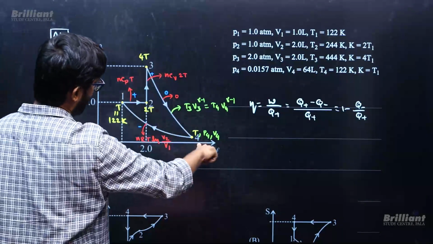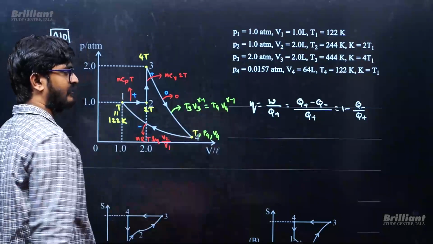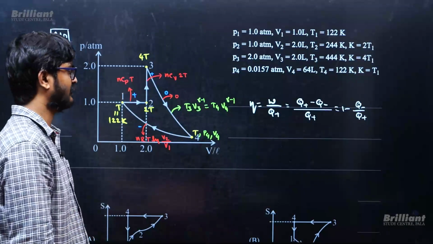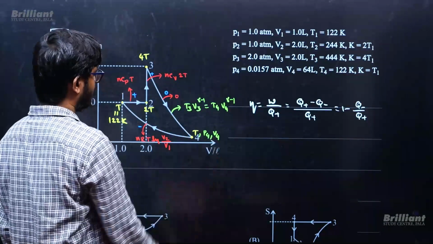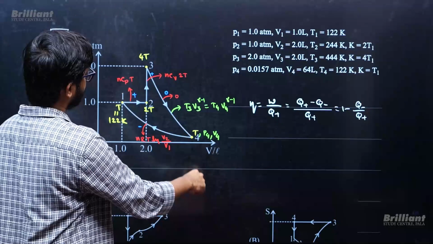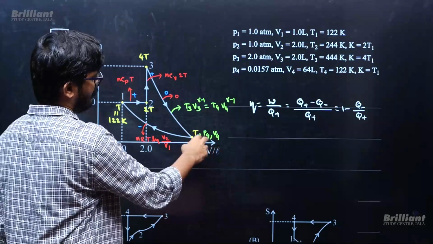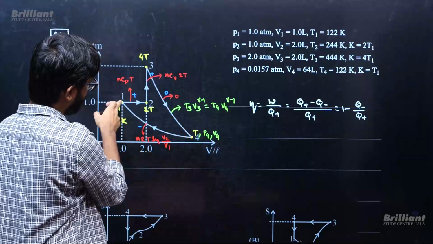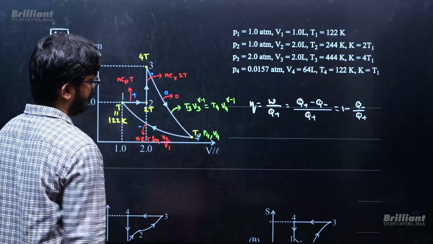And this is an adiabatic process, so I will be using TV^(gamma-1) is constant or PV^gamma is constant. And I should find the values of P4 and V4, because they said this final process is isothermal. So if this temperature is T, this temperature is also T.